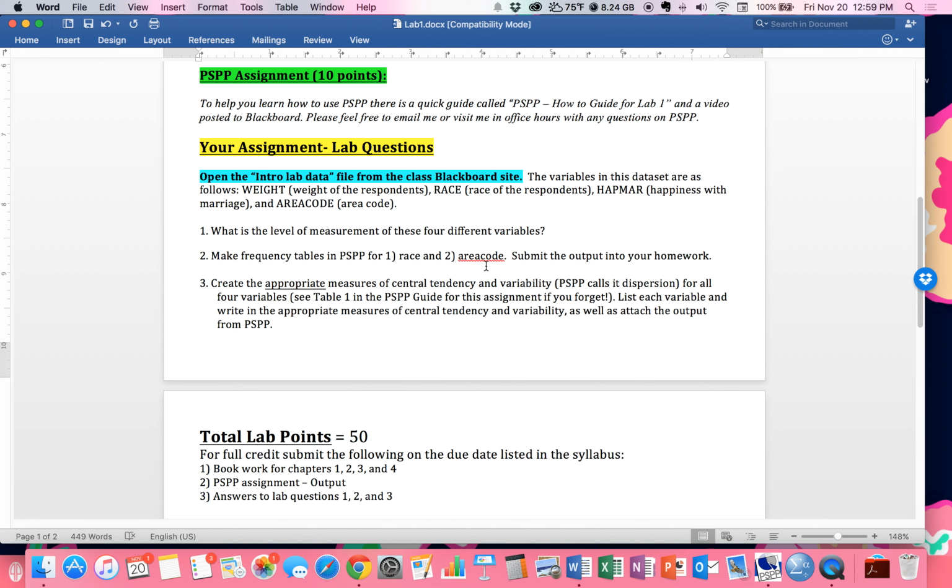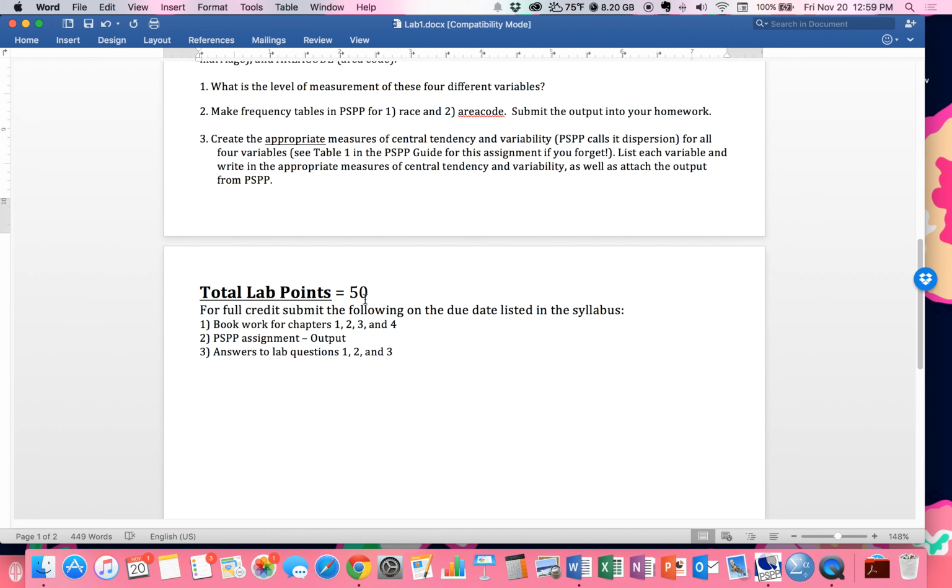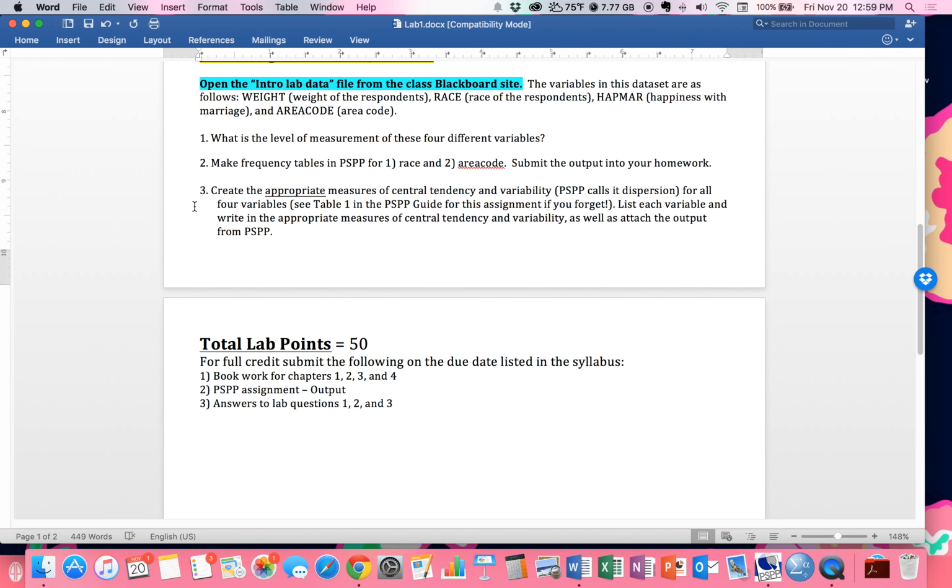And of course, in your output window, you're going to go to File, Export PDF, and save it as a PDF. You can then print or submit it online to Blackboard. So your total lab assignment is worth 50 points. Make sure you pay attention to that due date in the syllabus. They're always due at our review session before exam. And you will have your bookwork, you will have your PSPP output, and you will answer these 3 questions here.